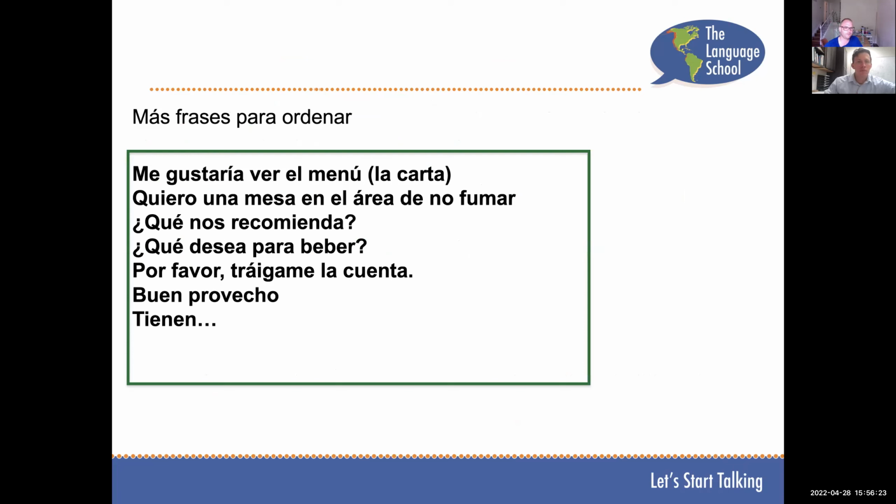Can you read this to me? Me gustaría ver el menú. La carta. Why say gustaría? Me gustaría is like saying I would like to see. Me gustaría ver. Quiero una mesa en el área de no fumar.